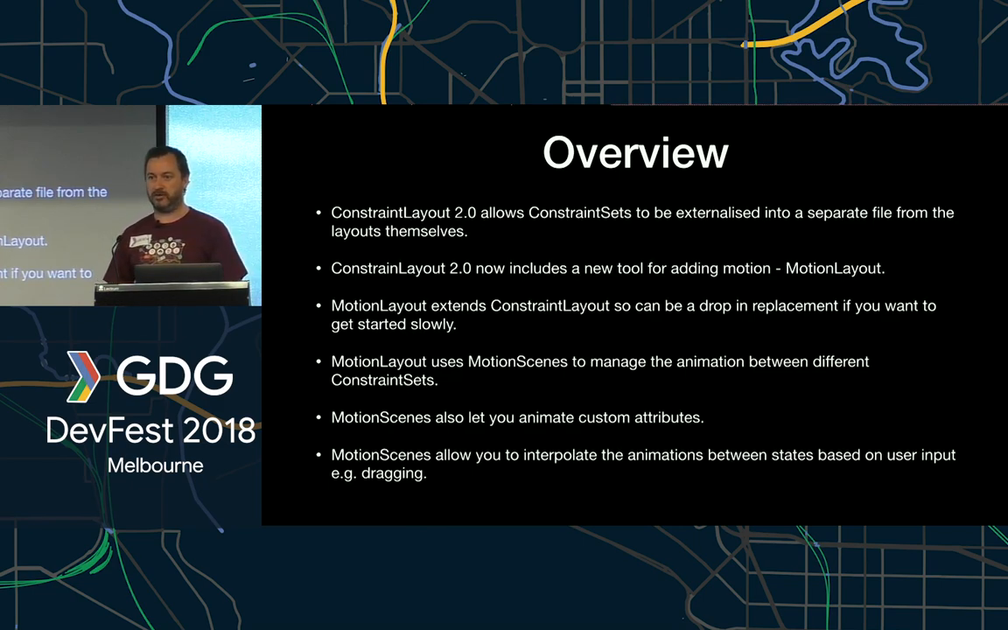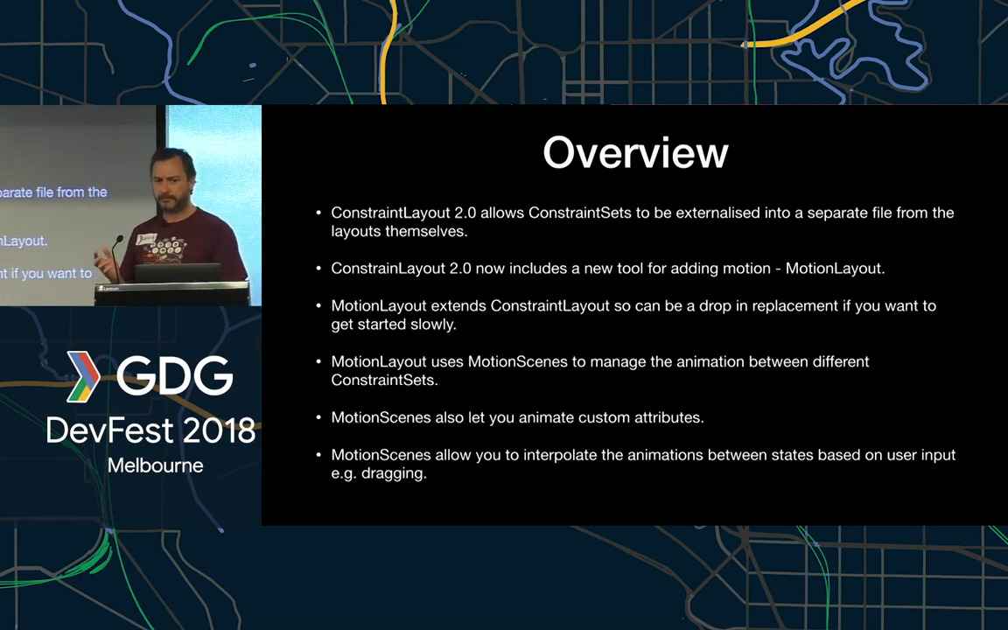So if you've been using 1.0 at the moment, anybody playing with Constraint Layout at the moment in their Android apps? Yeah, cool, a few people here, excellent, good. So one of the things you'll have at the moment in your layout files is your constraints that define how your widgets relate to each other, buried inside your layout file. So Constraint Layout 2.0 lets you externalize these into a separate file, which is good for 2 reasons.